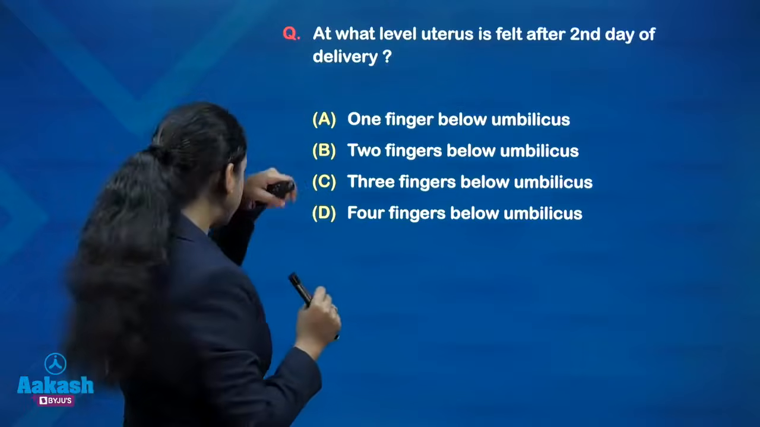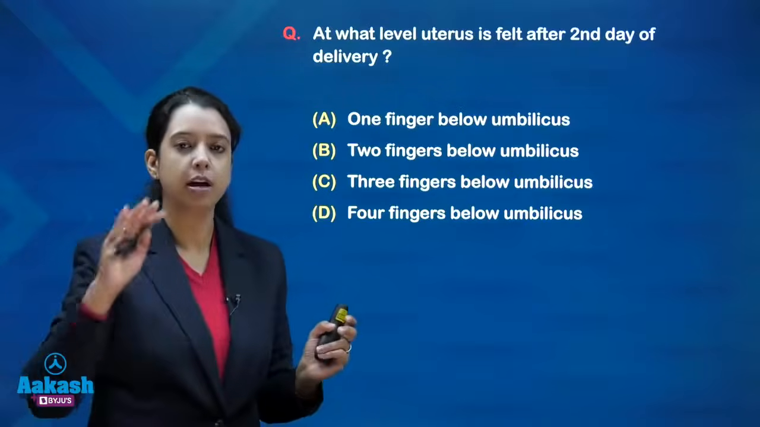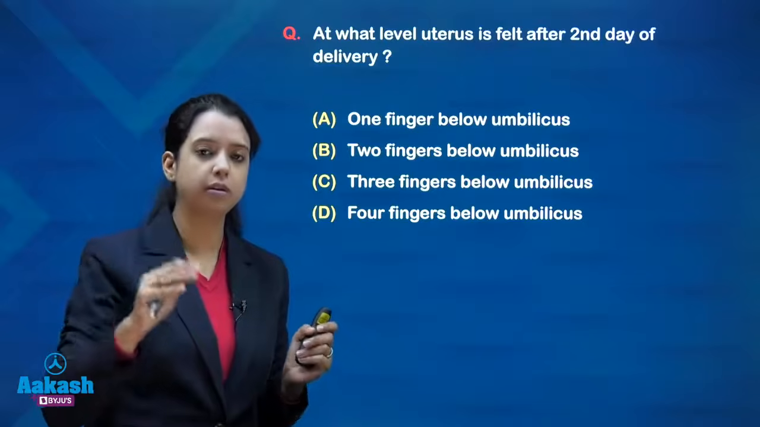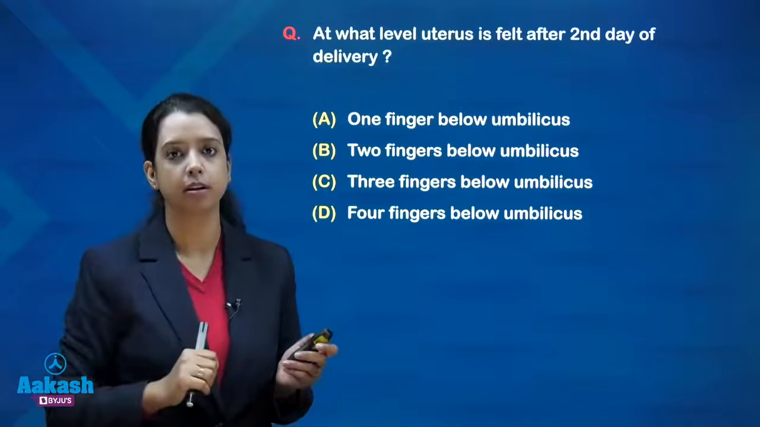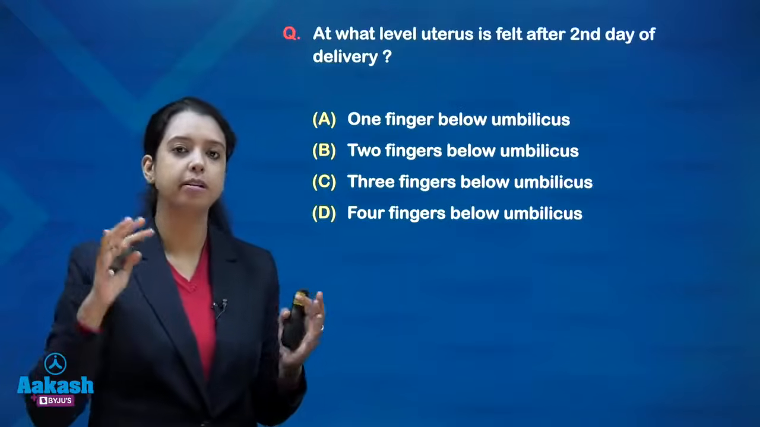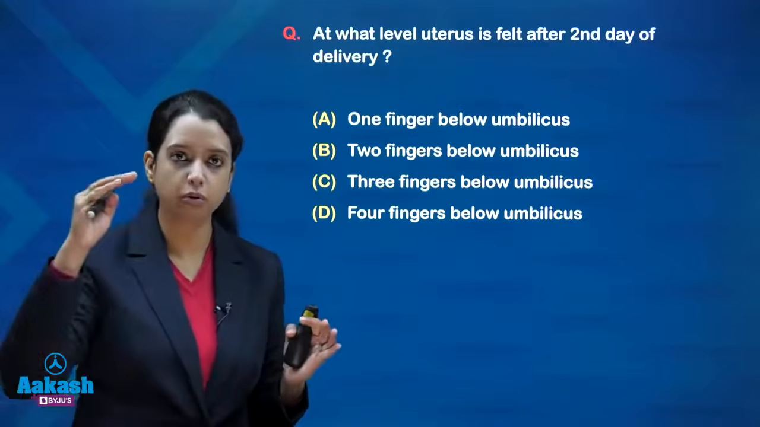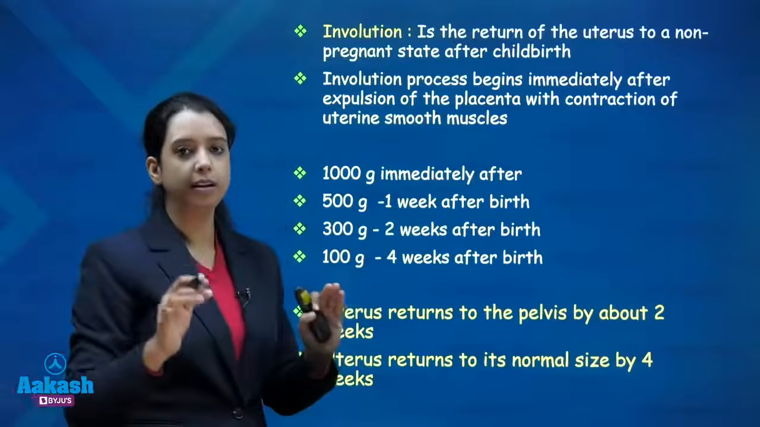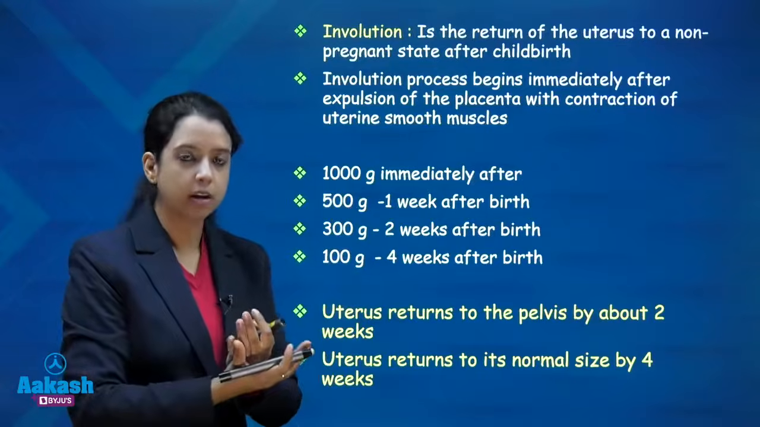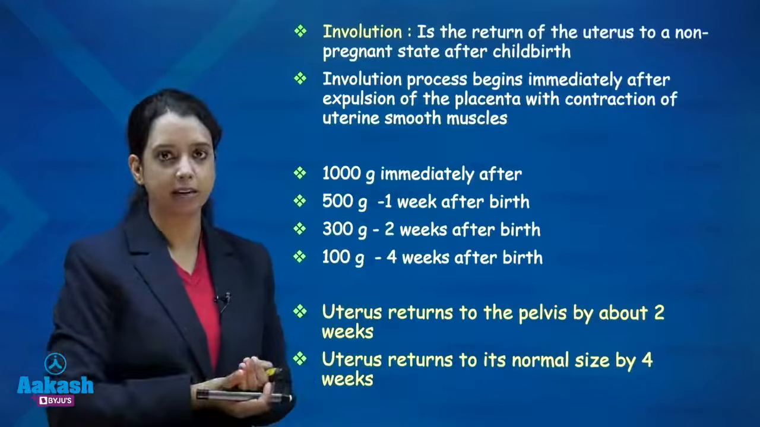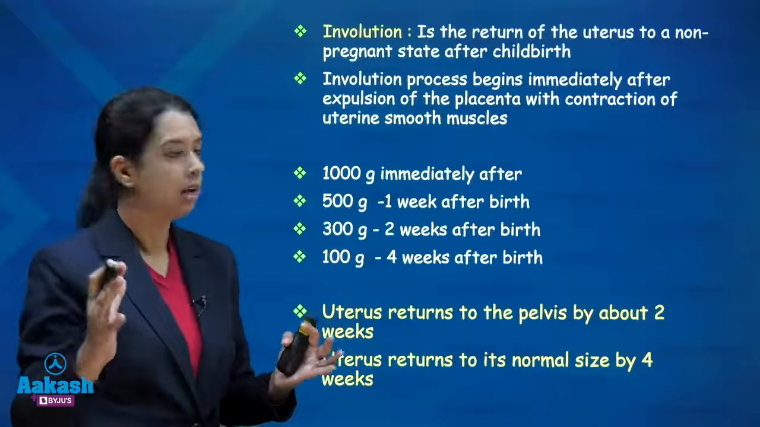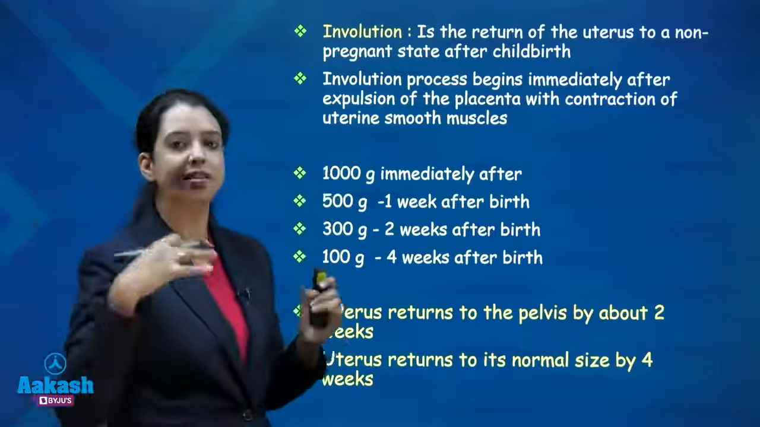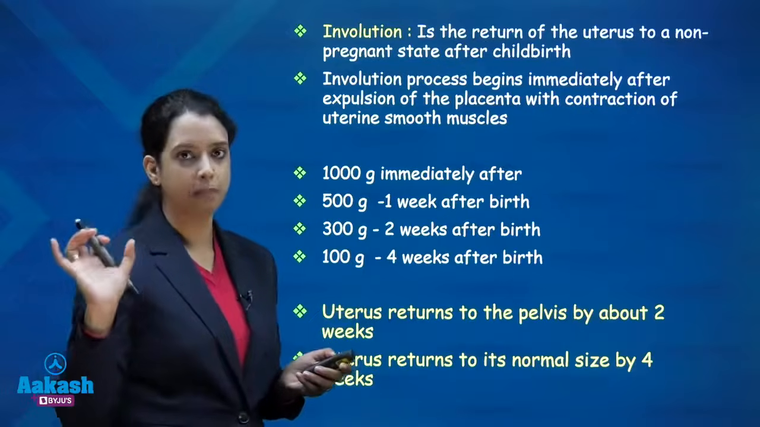Okay, so basically why it is important to know this, because post delivery you have to see whether the uterus is involuting at a normal speed or not. So if you have to know whether it is abnormal or not, you have to know what is the normal speed of involution. Involution is basically the return of the genital organs to their pre-pregnant state, especially the uterus. Involution is the process which starts immediately after delivery of the placenta.